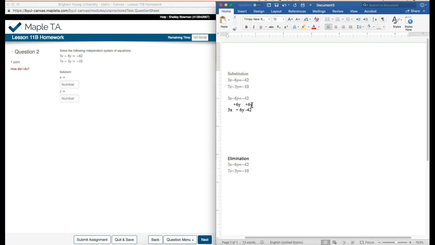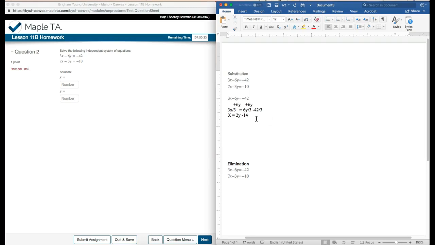Divide every single term by 3. So on the left-hand side, 3 divided by 3 leaves me with 1, or x. 6 divided by 3 is 2, so I have 2y. Then 42 divided by 3 gives me 14, minus 14. There we go.